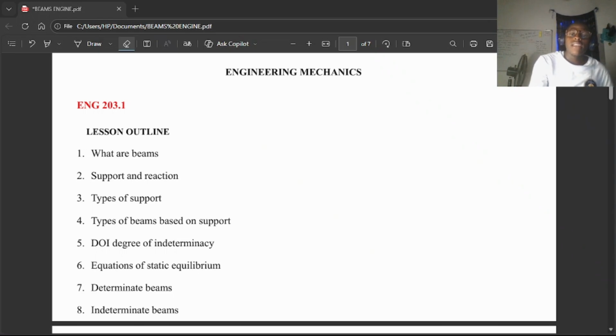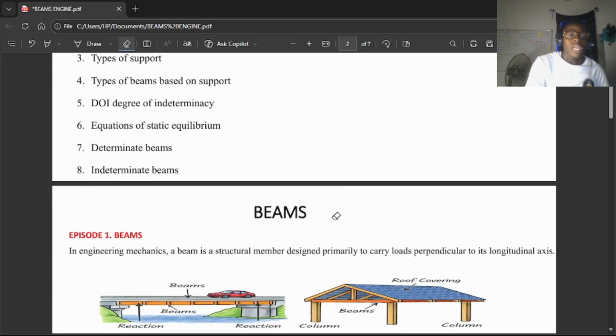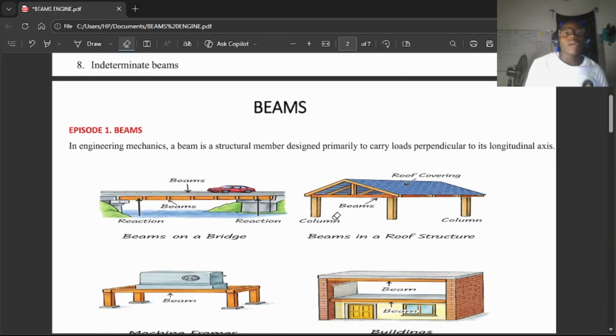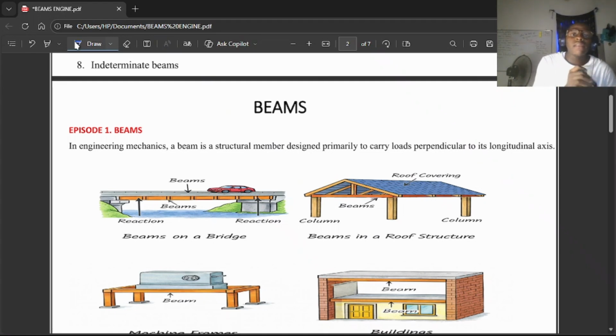Now let's take the first one which we have here. What are beams? Episode 1, what are beams? What we are simply seeing is that in engineering mechanics, a beam is a structural member designed primarily to carry load perpendicular to its longitudinal axis. A beam is a structural member designed primarily to carry load perpendicular to its longitudinal axis.